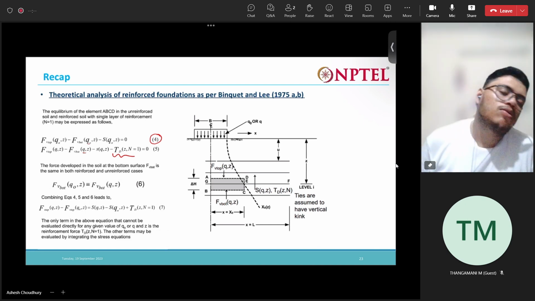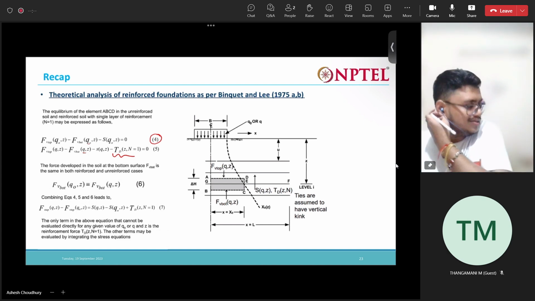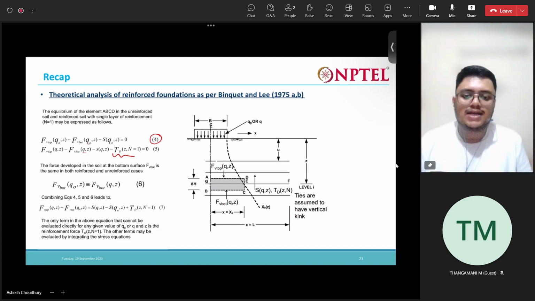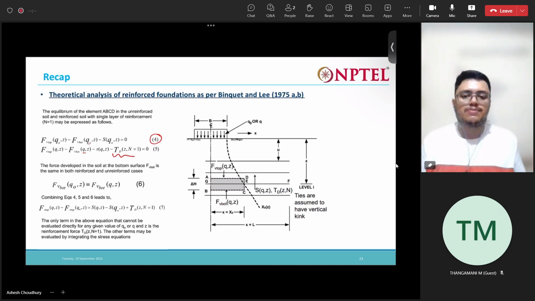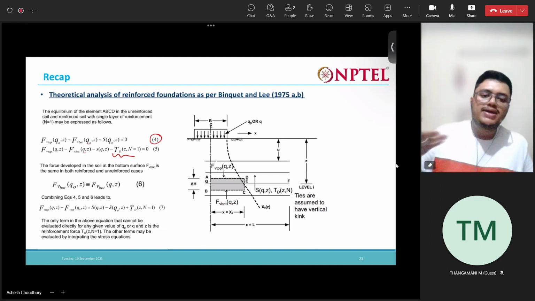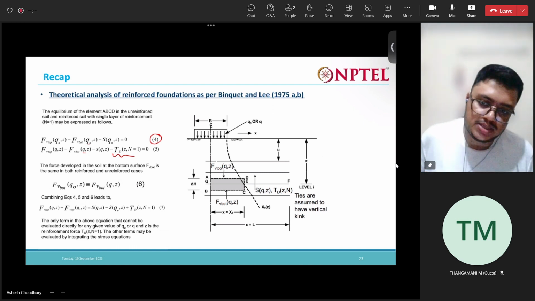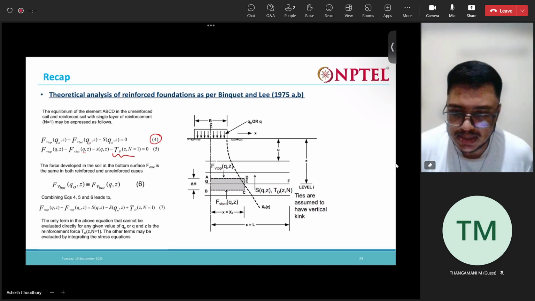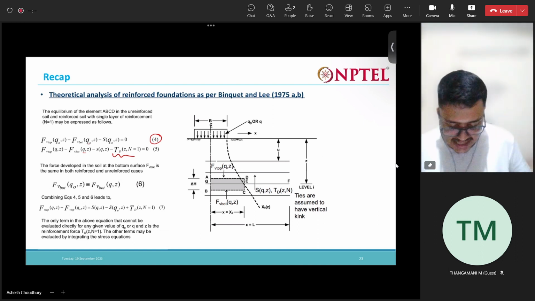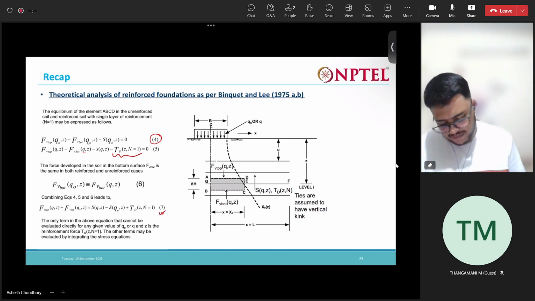All right. Now it is just obvious to assume that this vertical force that acts at the bottom of the soil wedge ADCB is not influenced by this reinforcement, right? It is actually the same in both unreinforced and reinforced cases. So if we equate equations 4 and 5, we can get this equation 7.